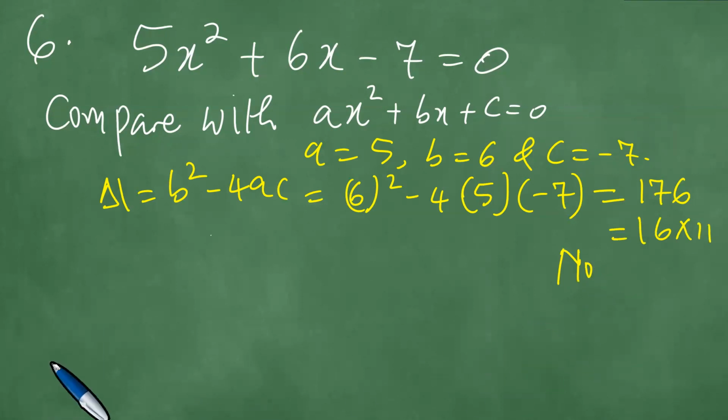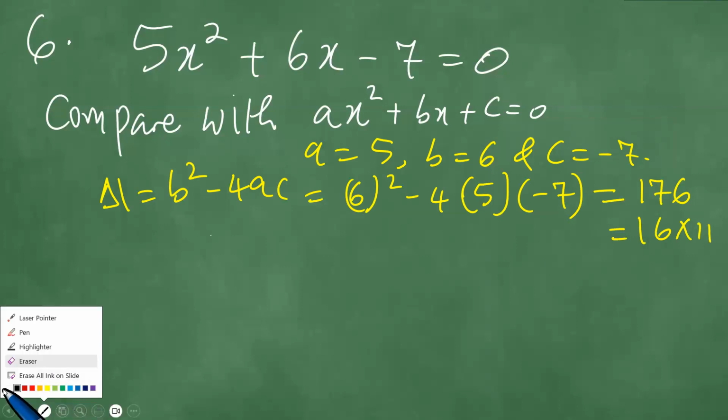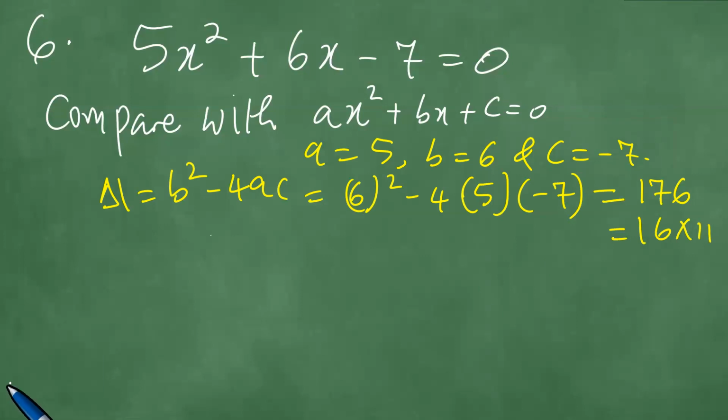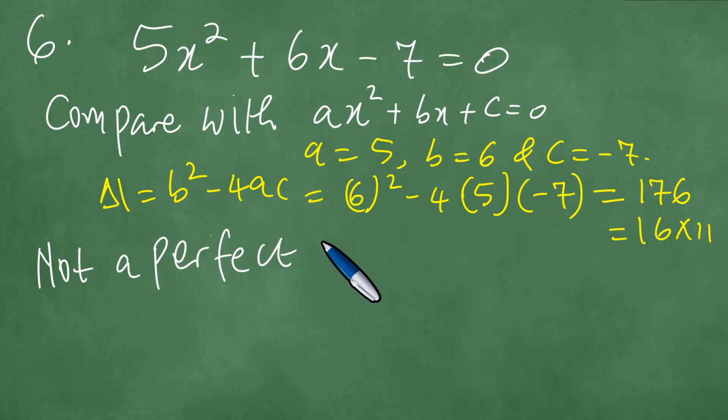This is not a perfect square. This delta, this number is not a perfect square, because if it was a perfect square, it was going to be like 16 by 16 or 11 by 11. So we use the quadratic formula.